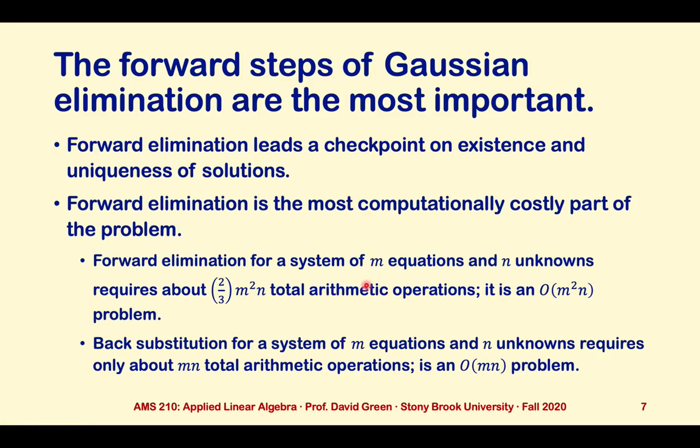Just to put this in a framework, if we had a system of 10 equations and 10 unknowns, the forward elimination step would take more than 600 individual calculations. The back substitution step would only take 100. As we scale this to larger and larger systems, that difference becomes even more significant.